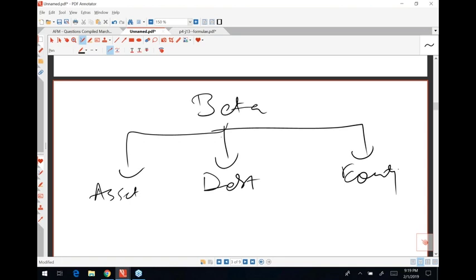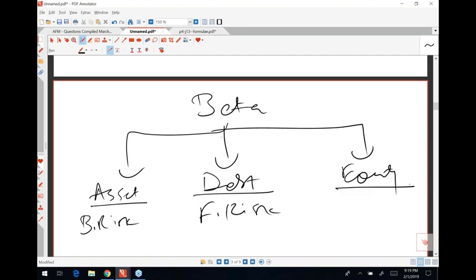Asset beta gives you business risk. The debt beta gives you financial risk. And the equity beta includes both. The equity beta includes both what? The financial risk plus the business risk. It includes both the financial risk plus the business risk. Now let's discuss.